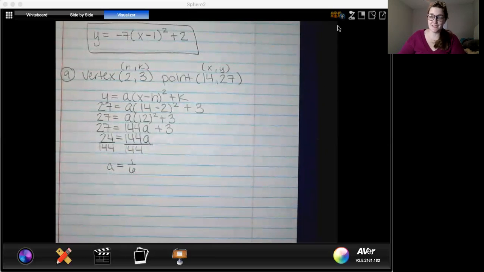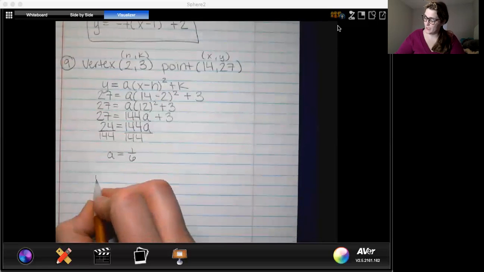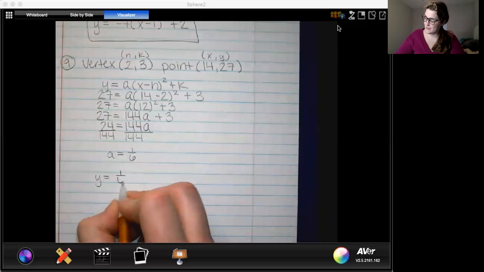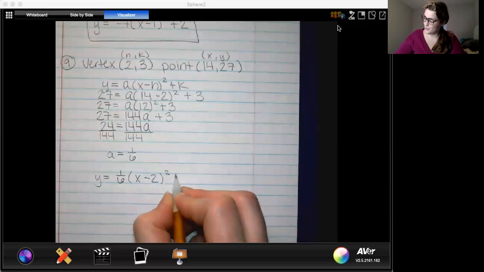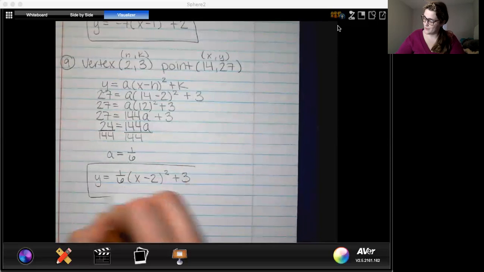Right? If you put 6, that's because you automatically, for some reason, just don't like those fractions. I always have problems like this where students just reciprocate their answer. Okay, you got to pay attention to what you're dividing by and if it is in fact a fraction or not. So therefore, final answer would be y equals 1/6 times x minus 2 squared plus 3. And that is our answer.